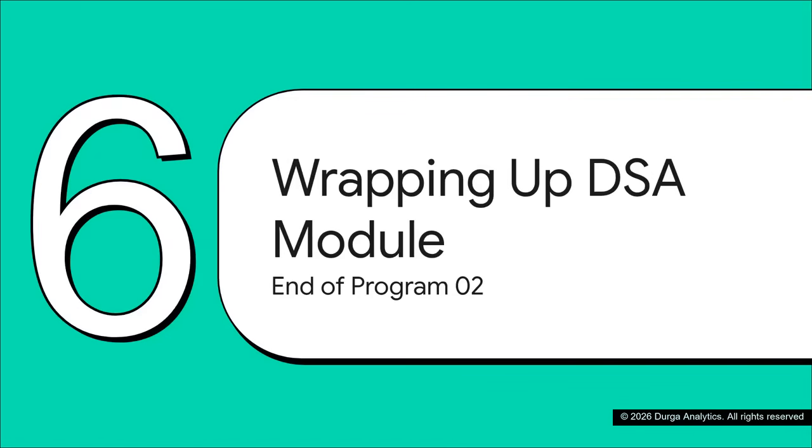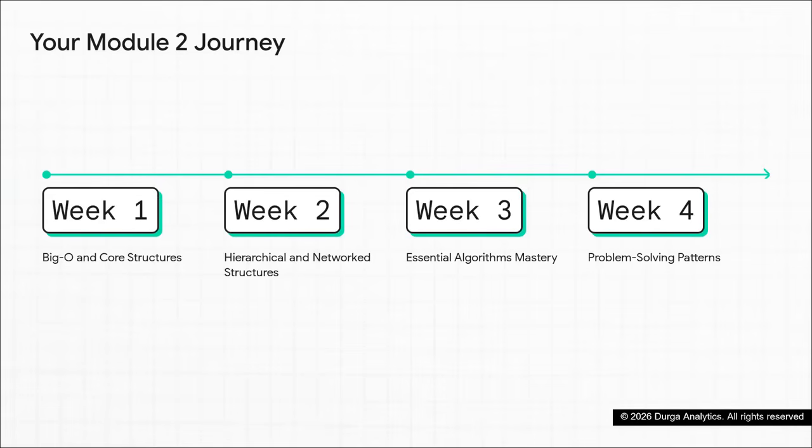Finally, Section 6, wrapping up the DSA module, the end of Program 2. It's time to step back for a second and just appreciate what you've built across the last 19 chapters. You started with the language of cost and Big O. You moved through core arrays, right into complex hierarchical and networked structures like trees and graphs. You mastered the essential algorithms, and finally, you tied it all together with complex problem-solving patterns. You literally have a complete professional-grade toolkit now.